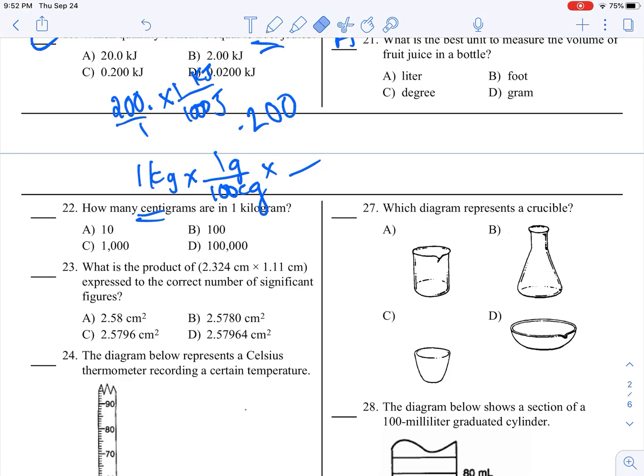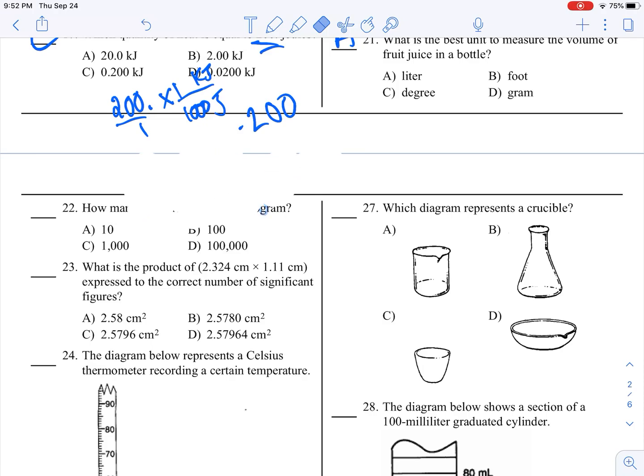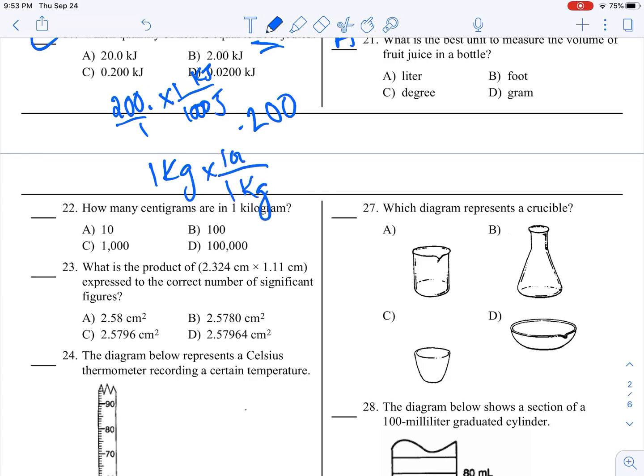Hold on a second. Let me go back. So 1 kilogram is what we're starting from. And now we need to go backwards. In 1 kilogram, there is 1,000 grams. Go to the base unit. And then in 1 gram, there are 100 centigrams. Those go away, those go away. So 1 times 1,000 times 100 gives me 100,000. D.